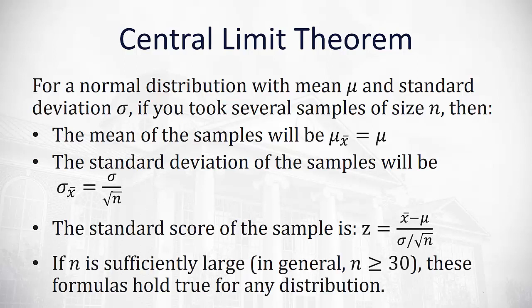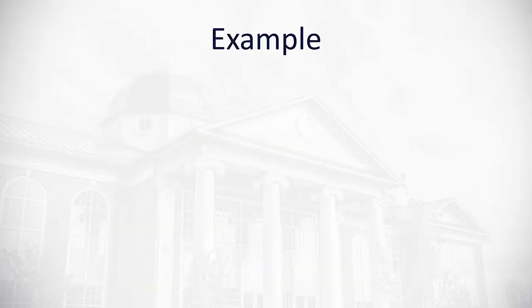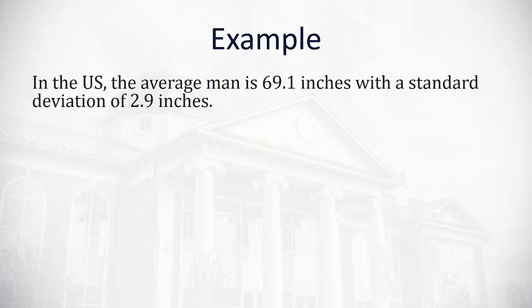And it turns out that if we have a sample size that's sufficiently large, in general larger than 30, these formulas will hold true not just for normal distributions, but any distribution. Any distribution with a large sample size will turn into a normal distribution with a mean equal to the same mean as the population and a standard deviation equal to the standard deviation of the population divided by the square root of the sample size. So let's take a look at an example.